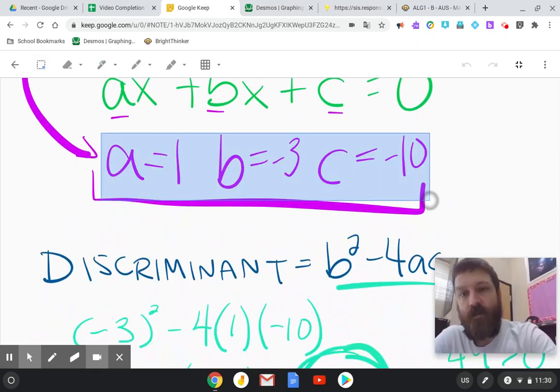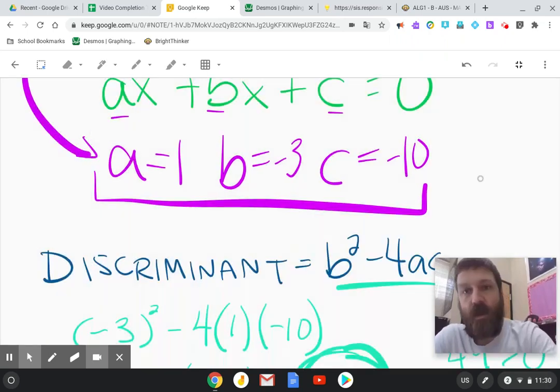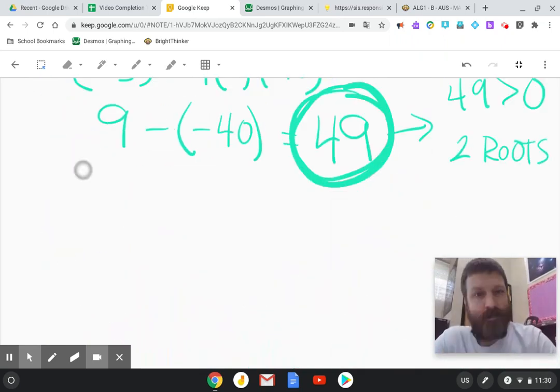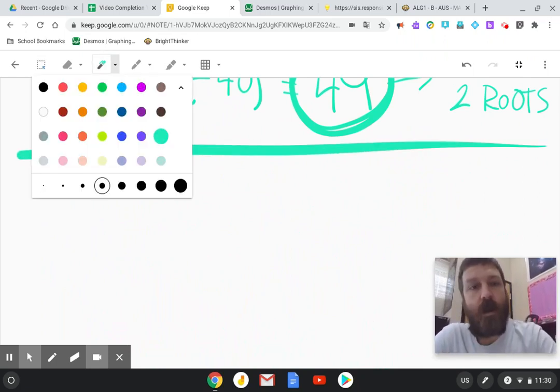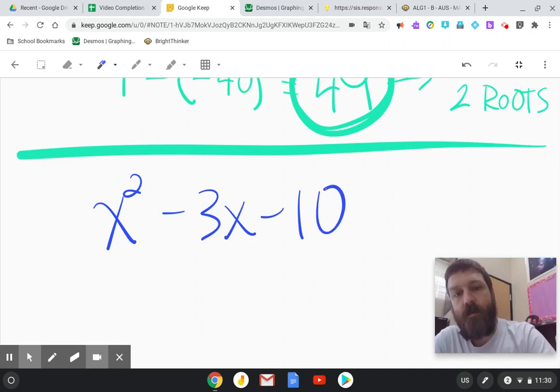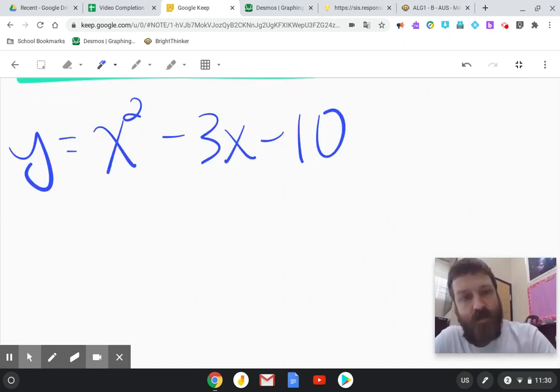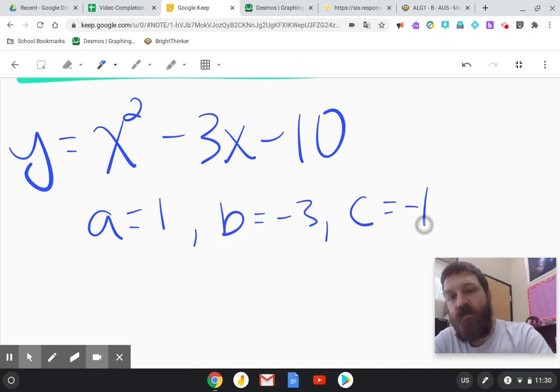Let's see if I can grab this actually. And can I copy that? No, that's okay. All right, we'll write it again. So we had the following formula. Let me just draw us a line here to separate. All right, so let's say we have our quadratic equation again, x squared minus 3x minus 10. We have our a, b, and c. A is 1, b is negative 3, c is negative 10.